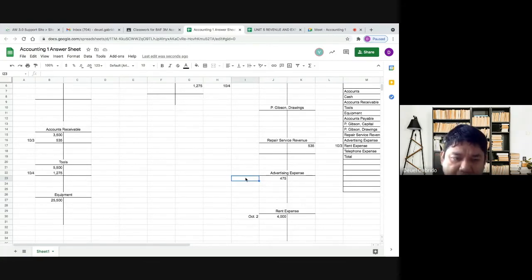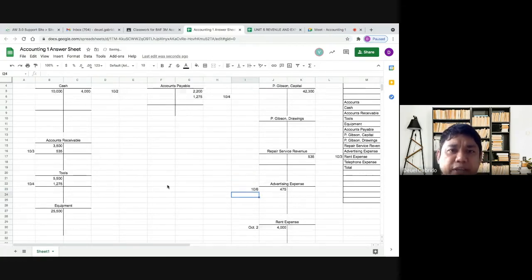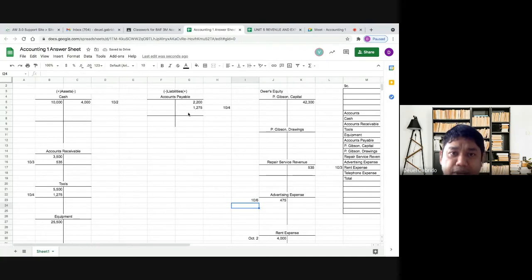This is 10/6. Did we pay cash yet? The answer is no. Therefore, this is an accounts payable, 475. This is 10/6. Again, it's an expense, and because we did not pay that yet, we just got the bill, it's an accounts payable of 475.